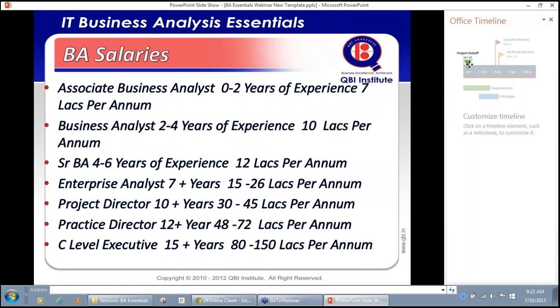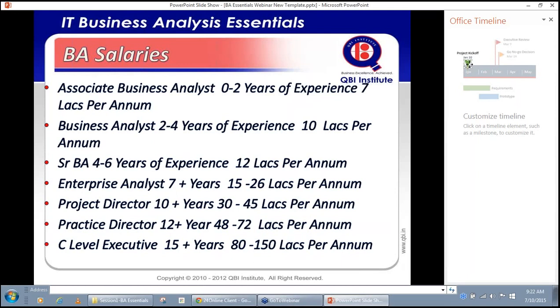These are the salaries which a business analyst receives in India. An associate business analyst of 0 to 2 years of experience earns rupees 7 lakh per annum. A business analyst with 2 to 4 years of experience earns rupees 10 lakhs per annum. A senior business analyst with 4 to 6 years of experience earns rupees 12 lakhs per annum. An enterprise analyst with 7 plus years of experience earns between 15 to 26 lakh rupees per annum.